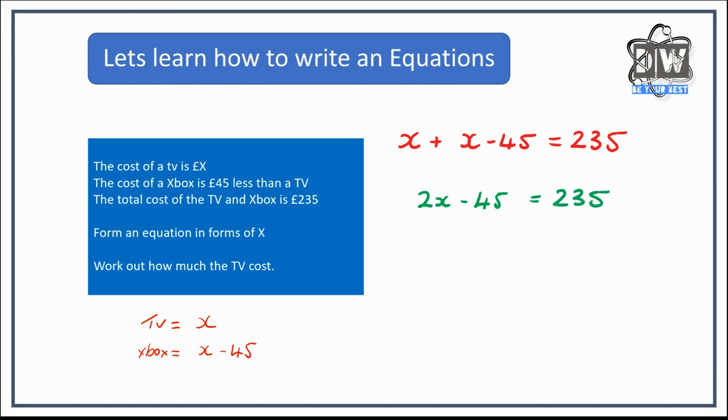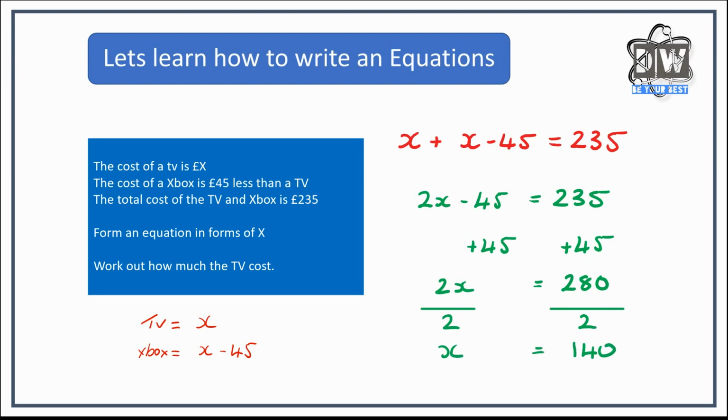And now we're just into the realm of easy peasy lemon squeezy. So we're going to go plus 45 to both sides. We're then going to end up with 2x equals 280. And we're going to divide both sides by 2 because that's the opposite of timesing. And we're going to end up with x equals 140. Now x equals 140. So I look across to my TV and I can say that x equals 140.